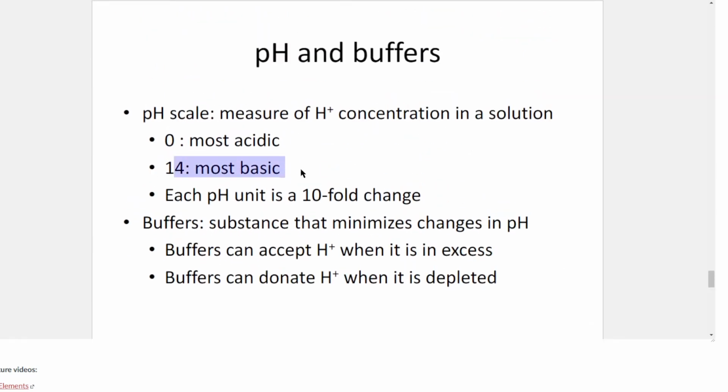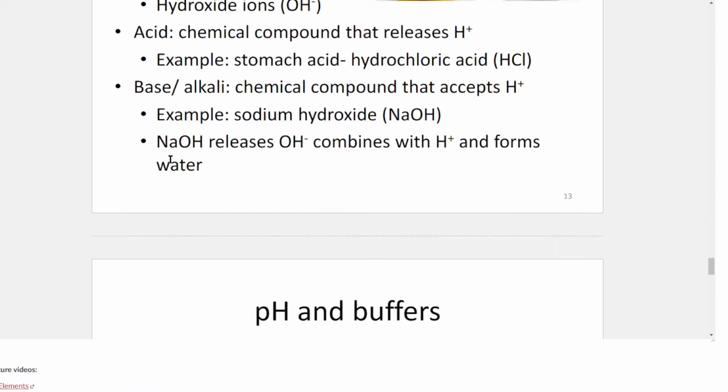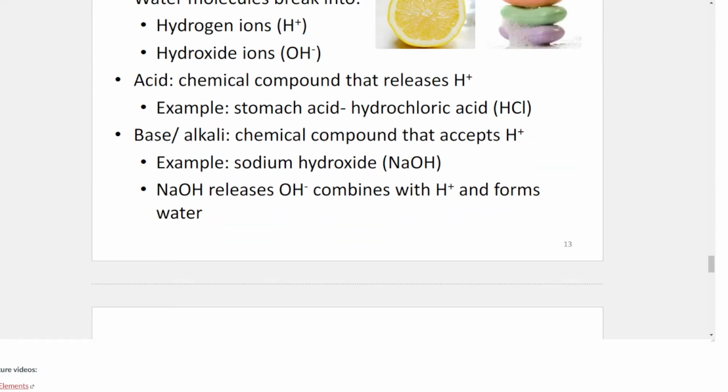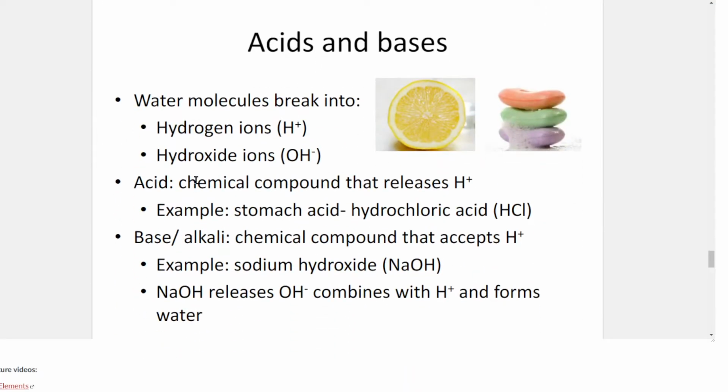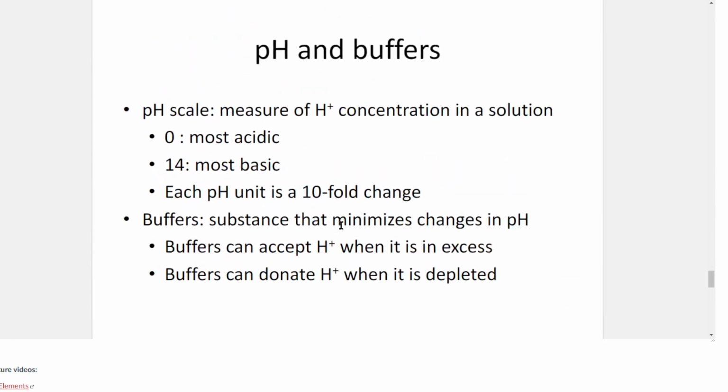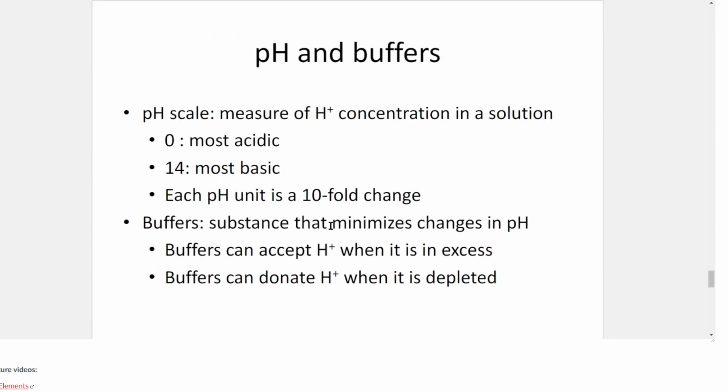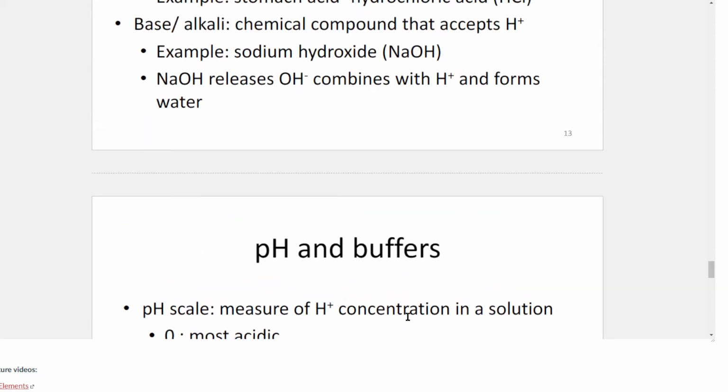Basic is 14. The closer you are to 14, the more basic you are. The closer you are to 0, the more acidic. 2 is closer to 0, so this is acidic. And here it says acidic things release hydrogen plus. A buffer minimizes changes in pH. Buffers can accept or donate H+. So this is what buffers do.